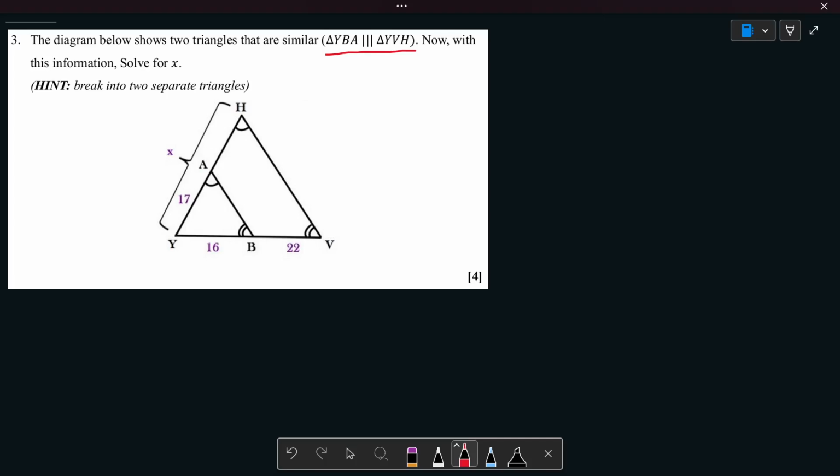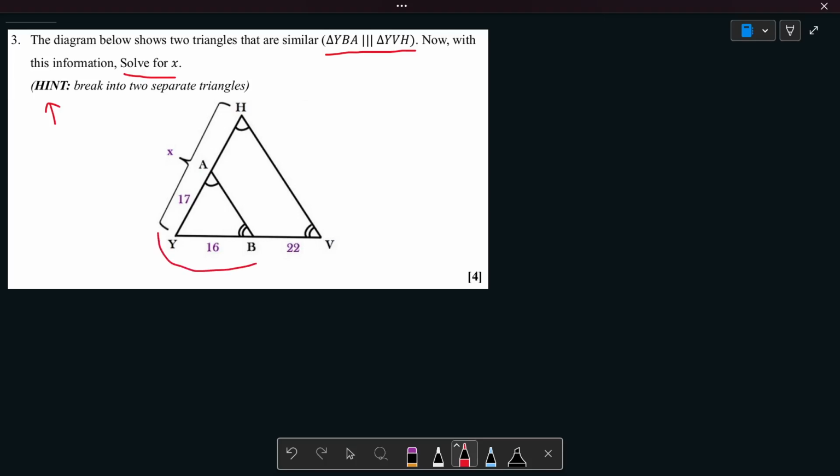But what is the catch? We can now see that they want us to, with this information, solve for x. Our favorite part of algebra is to solve for x over here. They give us a hint that you can break it into two separate triangles. So what do they mean by that? We can see that we have two triangles actually.